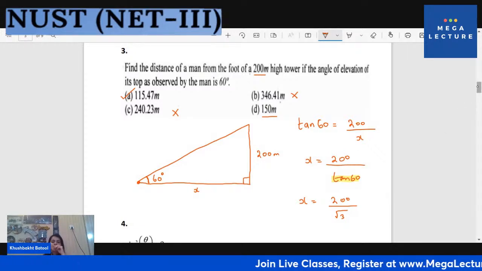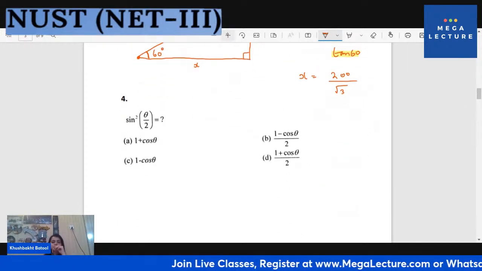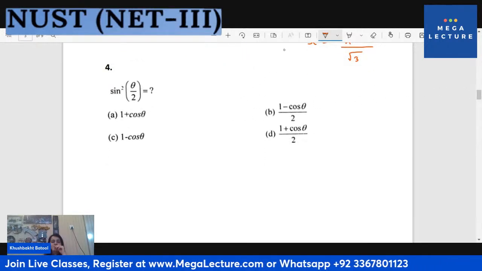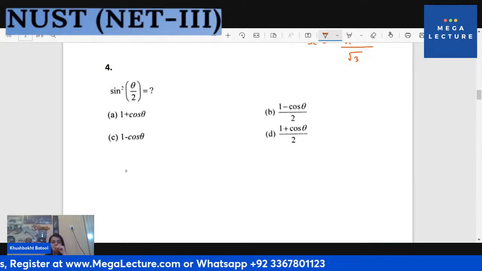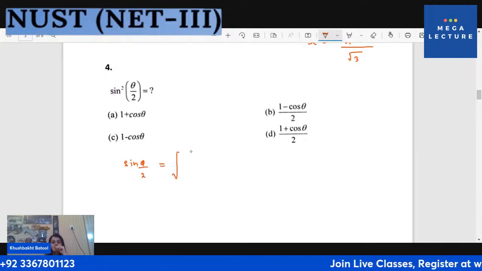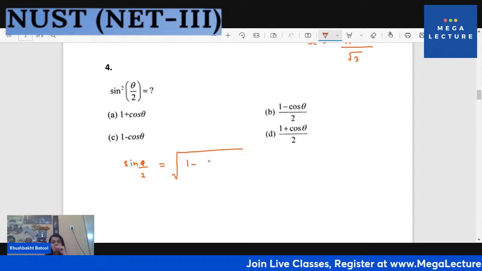Okay, let's talk about the next question. Right, now sine square theta by 2 is what? So we know that sine theta by 2 is basically root of (1 minus cos theta) by 2.